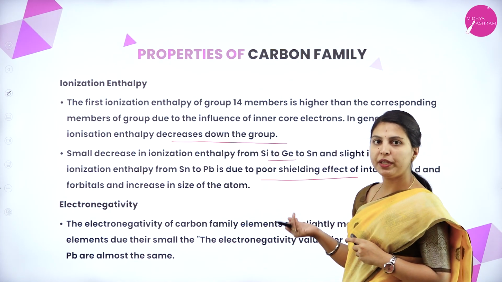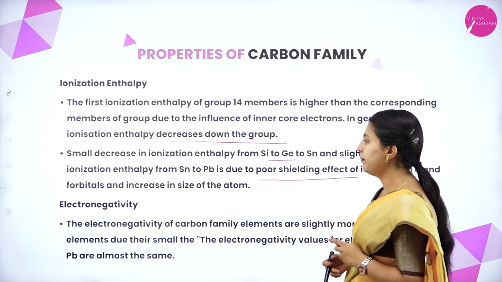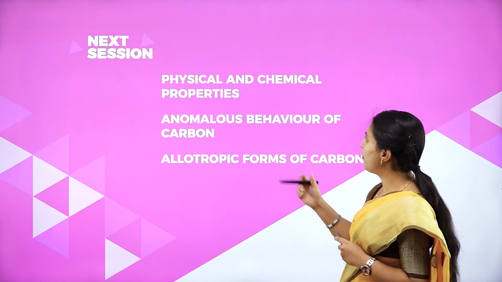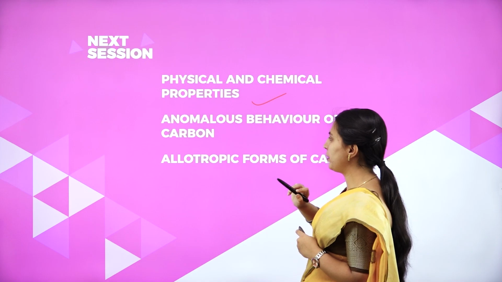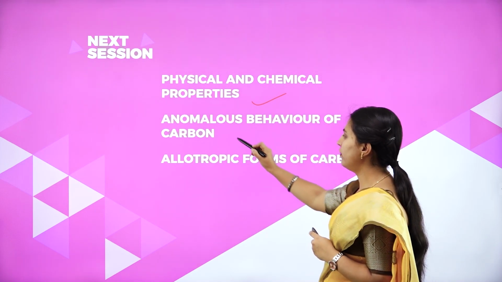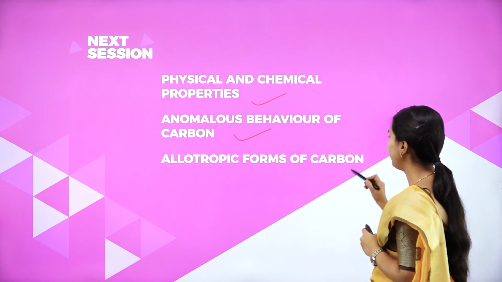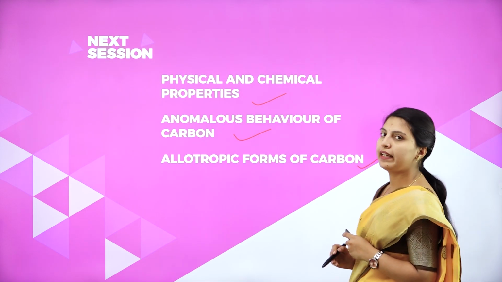This is about atomic properties of carbon family. In the next session, we will discuss physical and chemical properties of carbon family, anomalous behavior of carbon, and allotropic forms of carbon also.